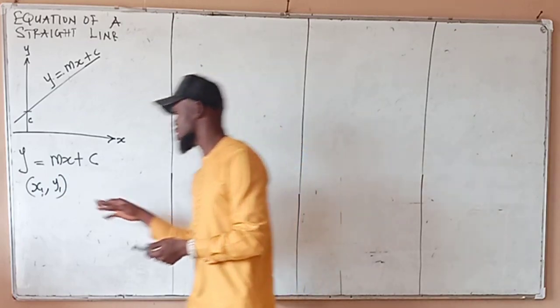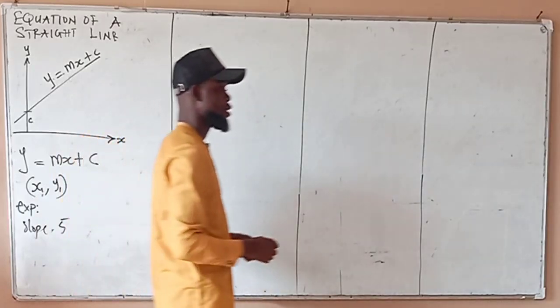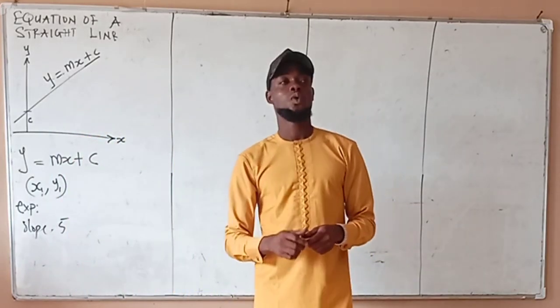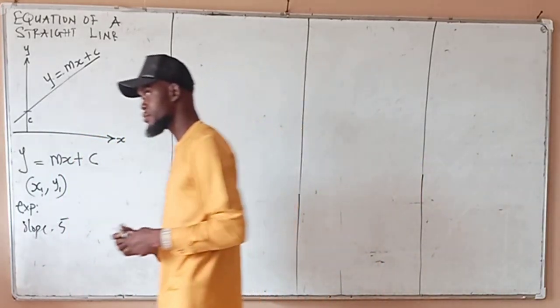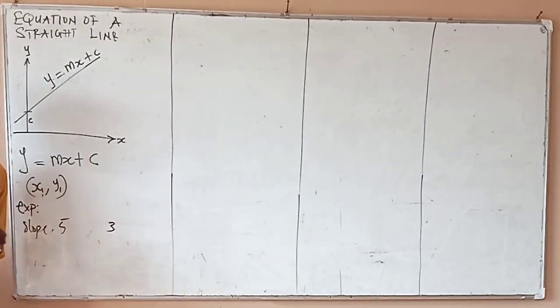Before I move to this next one, let me give you an example of this. It is very good if we do an example. Obtain the equation of a straight line whose slope is equal to 5 and having an intercept equal to 3.